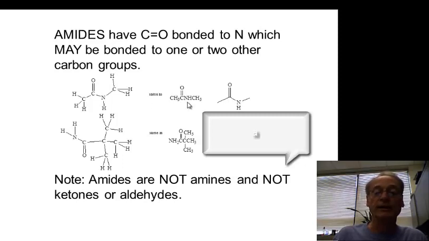Notice that we also have the condensed structure here and a bond line formula for this particular amide. Full structure of a different amide is shown here, see double bond O, single bond N, same as this condensed structure.